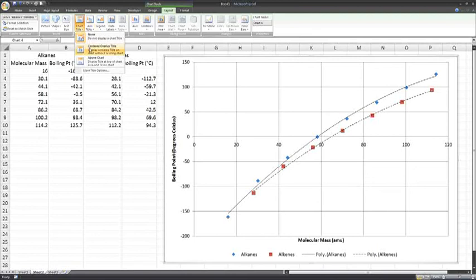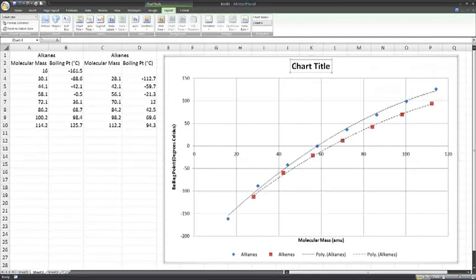and it'd probably be good to have a heading. So I want a chart title above the chart, and it's great to put what we're plotting, y versus x, so it would be boiling point versus molecular mass. So there you can see now we've got two sets of data, one for a group of molecules called alkanes, one for alkenes, and we're plotting molecular mass versus boiling point.